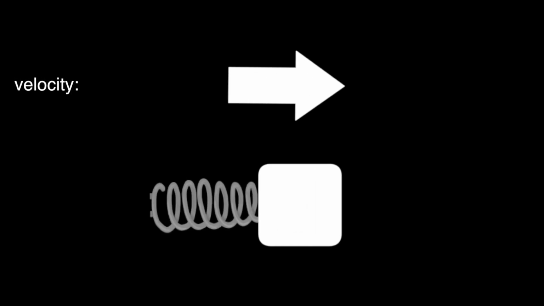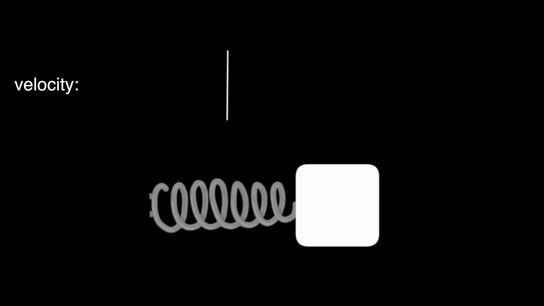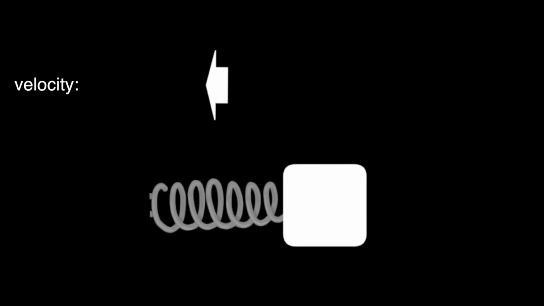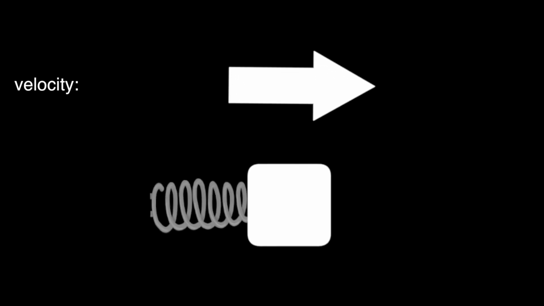When you put an object on the end of a spring and pull it back and release it, it will bounce up and down, repeating the same sort of motion over and over. This style of motion is known as simple harmonic oscillation, but for this video, we're just going to focus on how this applies to mass on a spring.